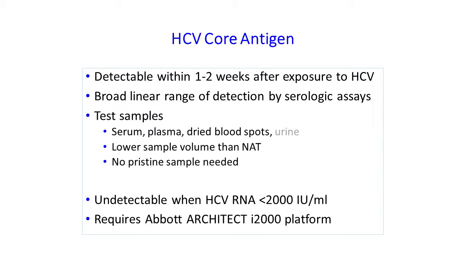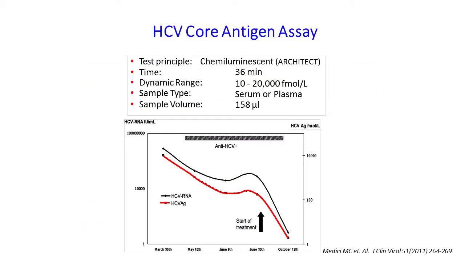Another advantage is that the sample can be automatically reflexed from a positive anti-HCV test directly to core antigen if using the Abbott Architect platform. As mentioned, the Architect test is a chemiluminescent test. It takes approximately 36 minutes to result and has a dynamic range of 10 to 20,000 femtomoles per liter. It requires 2/3 less serum than that required for an HCV RNA test.